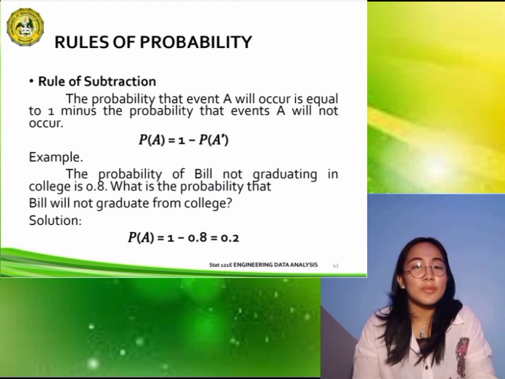So let us just substitute into our formula, P of A is equal to 1 minus P of A prime, which is 0.8. We will have 0.2. And that's it.